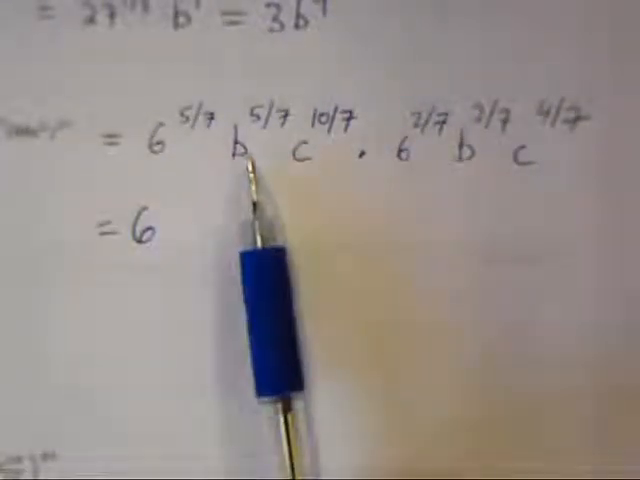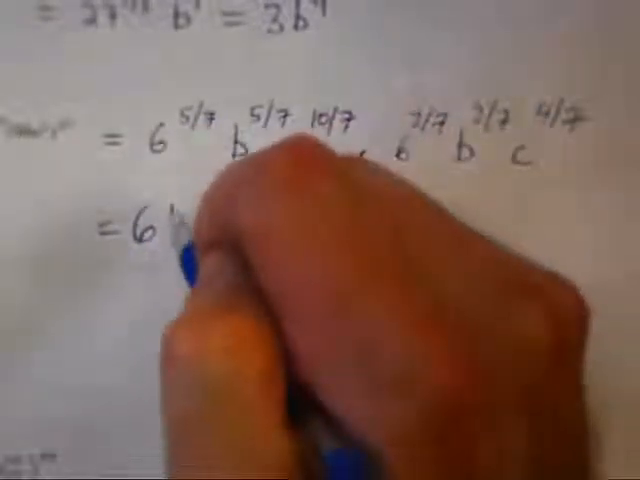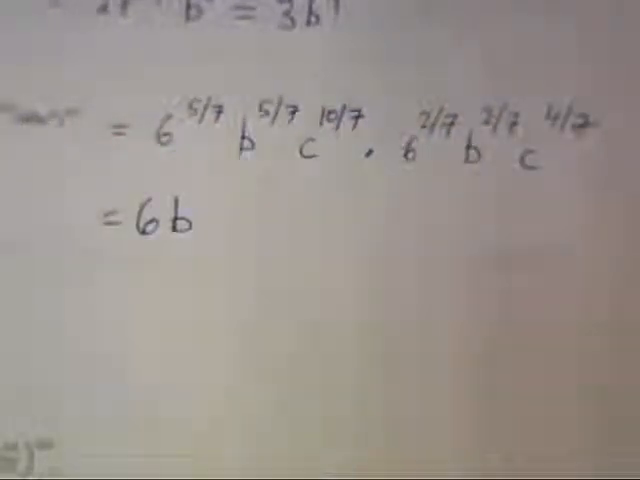Same thing happens with the B's, doesn't it? You have a 5/7, you have a 2/7. You add those together, that's 7/7. So you have B to the 1. Then how about the C's? C squared, because 10/7 and 4/7 makes 14/7. 14/7 is a fancy way of writing 2. So that one started ugly with a whole bunch of fractions, but it worked out pretty nicely, ended with nice numbers.